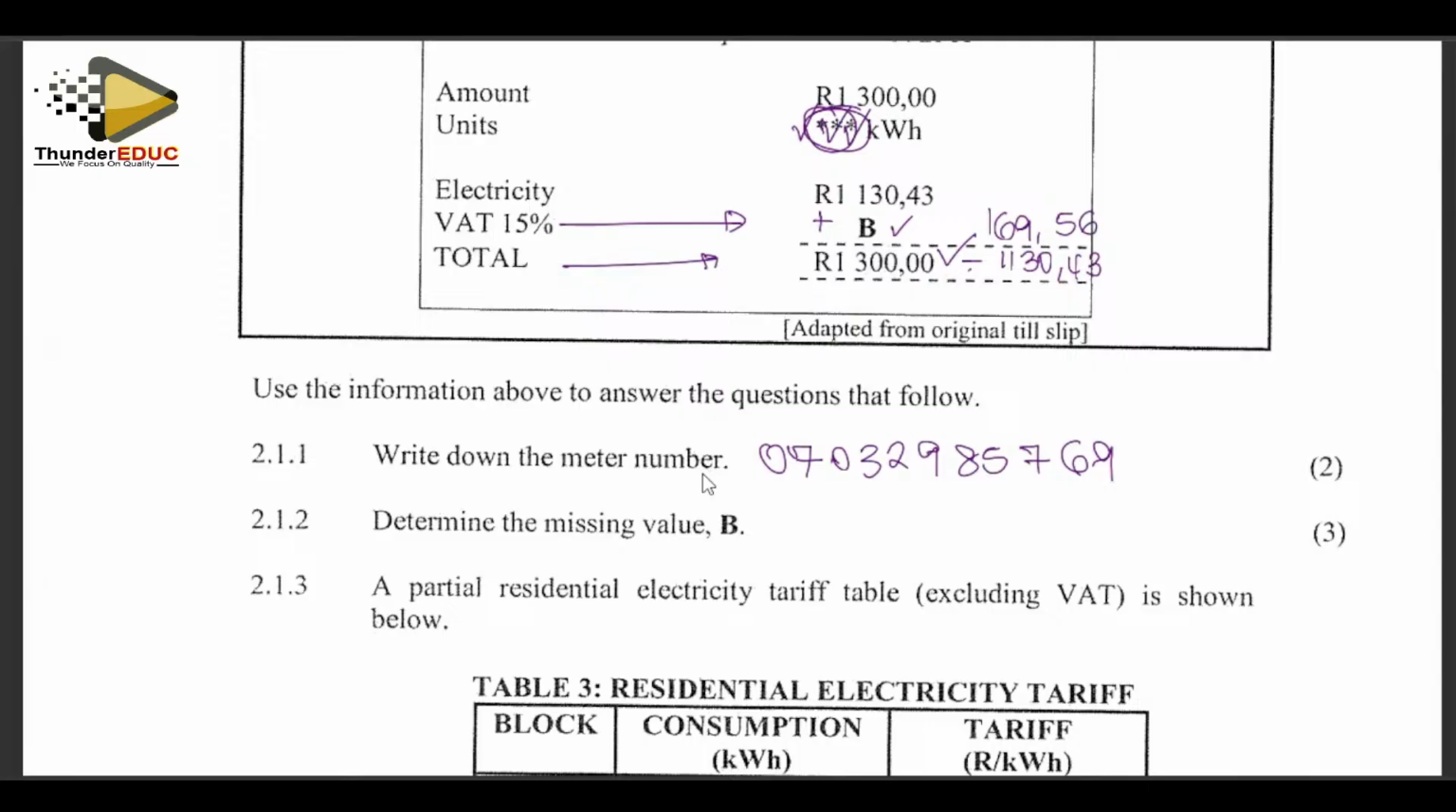56. All right. Or another method would have been the value there before VAT times 0.15. You still get the same answer, 169.56 cents. Those were the two methods of doing it. Okay.